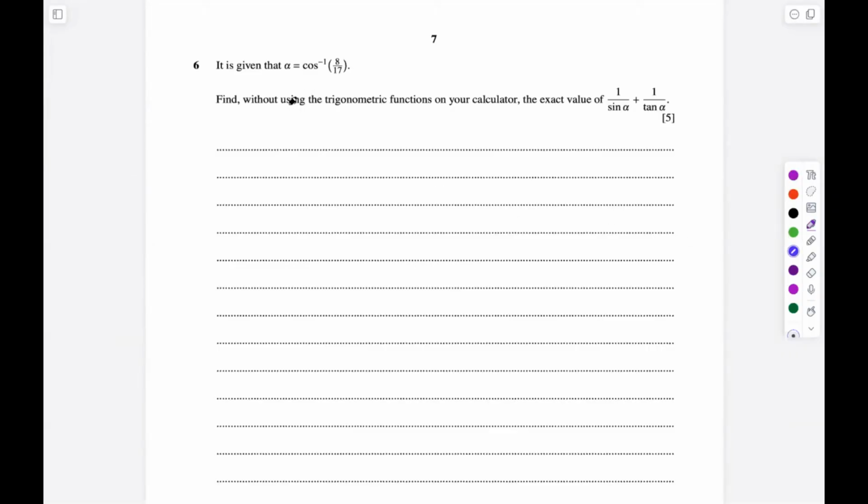In question 6, it is given that alpha is equal to cos inverse of 8 upon 17. Find, without using trigonometric functions on your calculator, the exact value of 1 upon sine alpha plus 1 upon tan alpha. Now, to understand this, first we can make a right angle triangle. So let's say if this is the angle alpha, cos alpha would have been given by adjacent over hypotenuse. So adjacent would have been 8 and this would have been 17 up here.